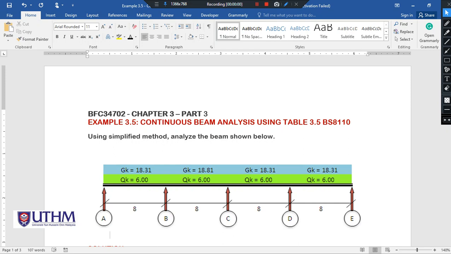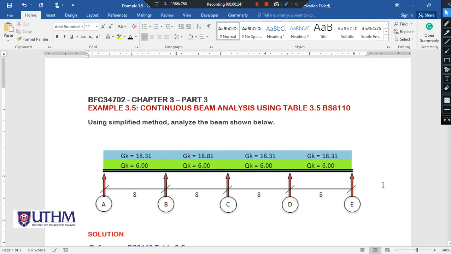Hello everyone, this is example 3.5, structural analysis for continuous beam using table 3.5, British Standard 8110. And this topic is under structural design course chapter 3 part 3. The question is, using simplified method, analyze the beam shown below.